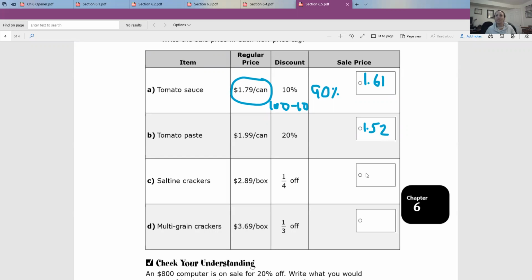This one, $2.17. Now remember, if your numbers are off by a cent, it could be with rounding. So please remember your rounding rules. If the number after the second decimal spot is 5 or bigger, please round up. If it's below 5, keep the number the same. And then this last one should be 2.46.